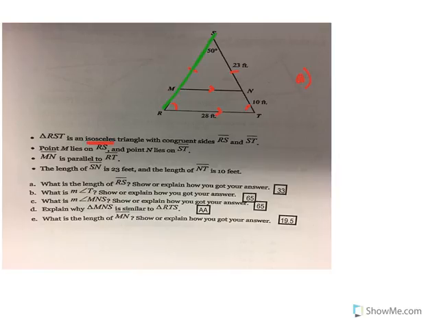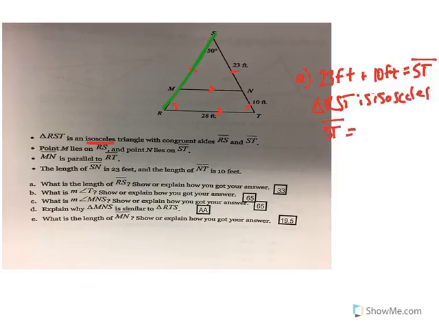on this side over here, on the side ST, we have 23 feet plus 10 feet gives me side ST, right? And I know because triangle RST is isosceles, that side ST is congruent to side RS, therefore RS equals 33 feet. You need to write out all this stuff because you can't just write 33 feet. The MCAS wants to know why you got 33 feet and if your reasoning is correct. So you have to write all these steps out.